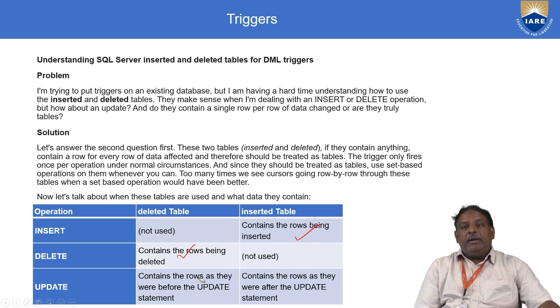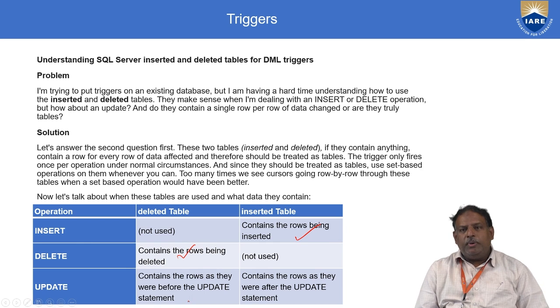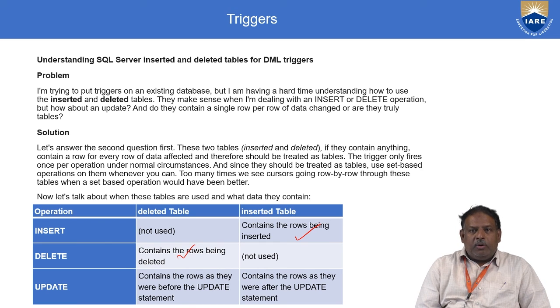Whereas in update, the deleted table contains the rows as they were before the update. So you're updating A to B. Now with A to B, your deleted table will have the value of A. And the inserted table will contain B, the rows as they are after the update statement.